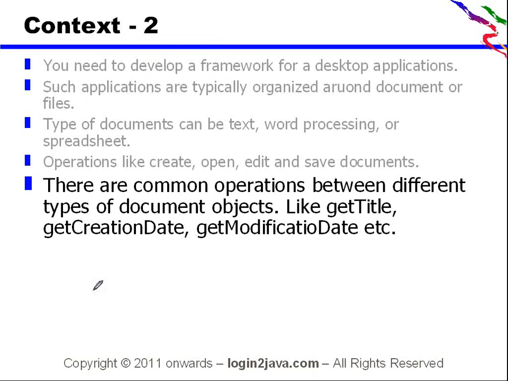Now, another context. There are common operations between different types of documents like get title, get creation date, get modification date, etc. So this is another variation you can say. If we have some sort of common implementations for some of the methods in all the types of the document that we are creating through the factory, what should we do? Just give it a thought for a few seconds. I think the answer should come in your mind.